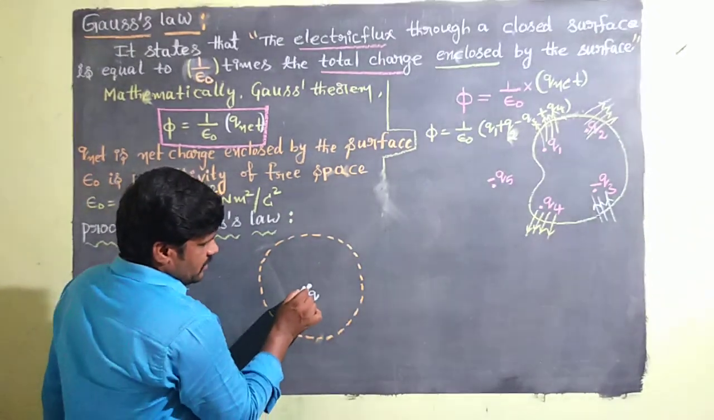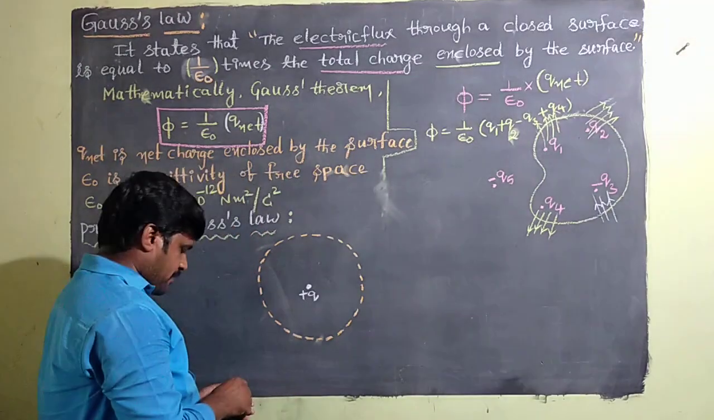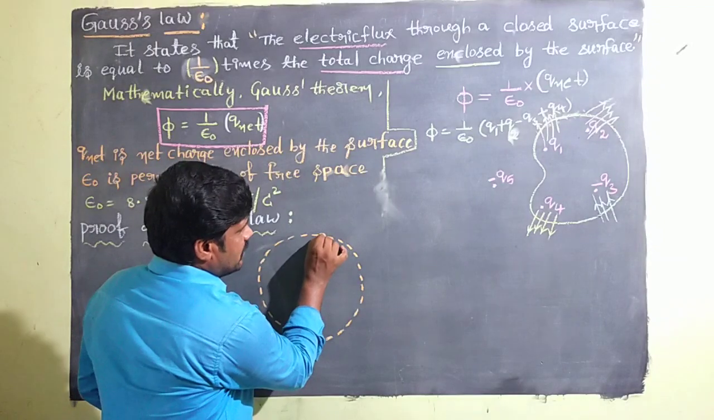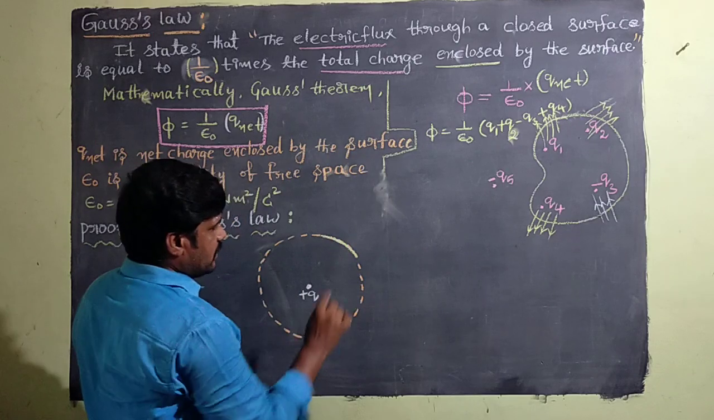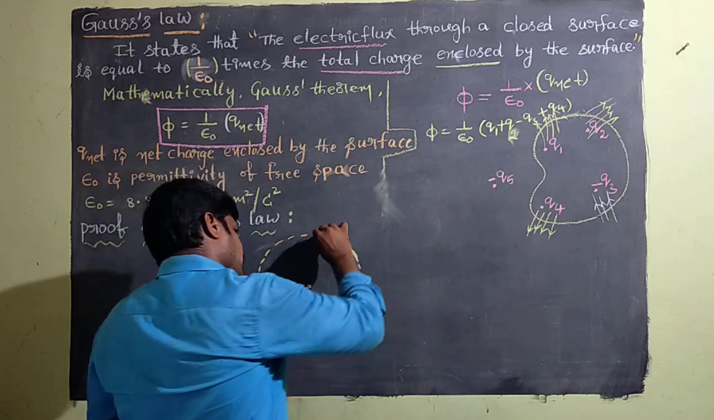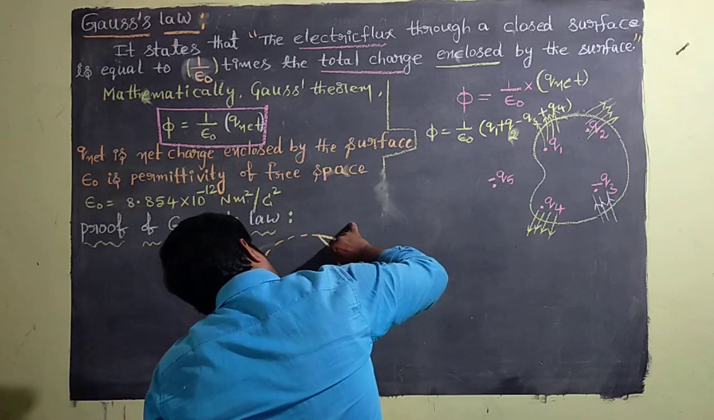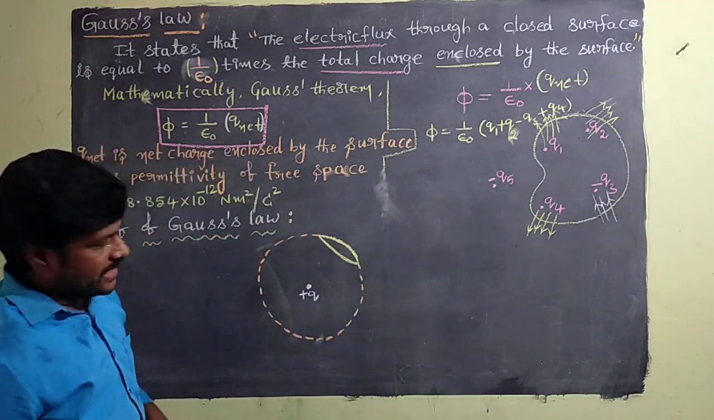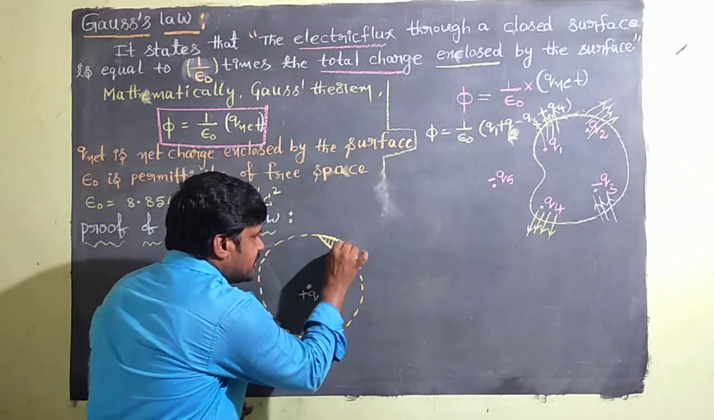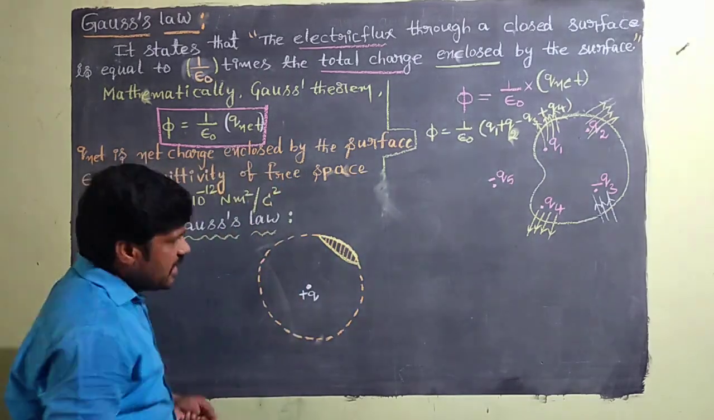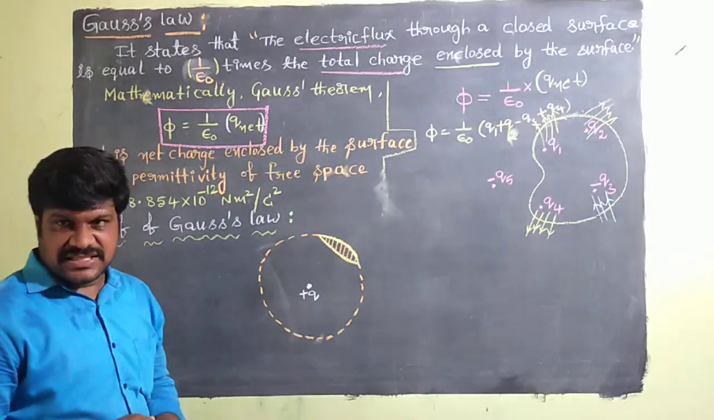On this total surface, I am imagining another small surface, one small surface on this sphere. This small surface looks like this. This is a small area on this sphere that I am considering on the surface.